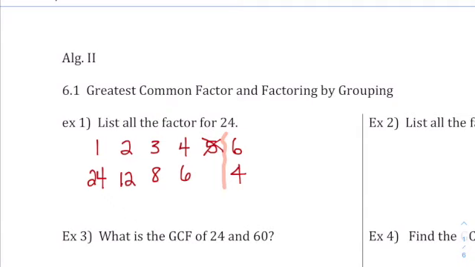Your factors are 1, 2, 3, 4, 6, 8, 12, 24. Let me say it one more time. Go down the list finding the pairs in order: 1 times 24, 2 times 12, 3 times 8, 4 times 6. 5 doesn't work. And when you flip the number, 6 times 4, it's the same thing as 4 times 6. Once you flip the numbers, that means you've covered all the factors.